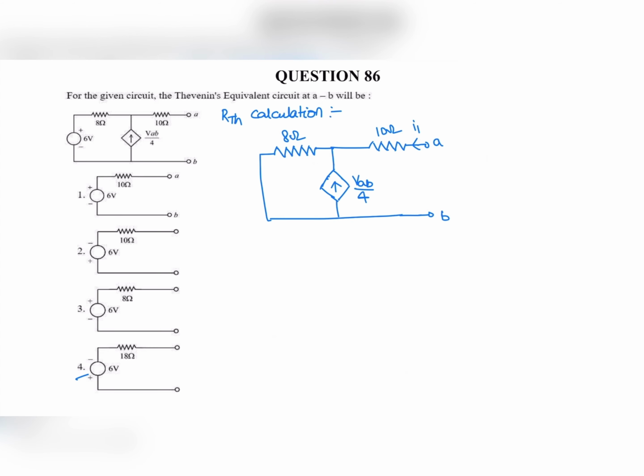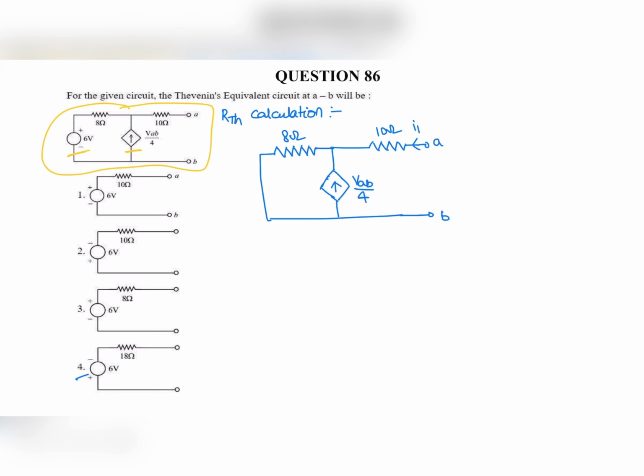Next question. For the circuit, Thevenin's equivalent circuit is, so for the given circuit, we need to calculate the Thevenin's equivalent circuit. So in this circuit, an independent voltage source is 6 volts and a dependent current source is given, voltage dependent current source, whose value is VA by 4.